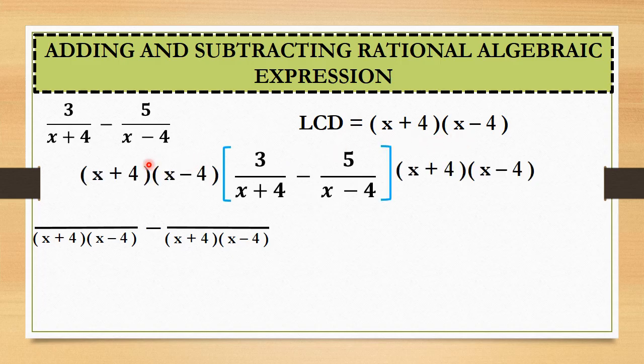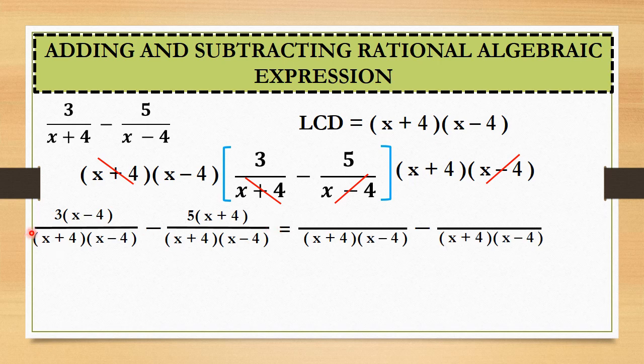Okay. Then, cancel the common factor. So, in multiplying, we cancel the common factor. So, x plus 4, then x plus 4. So, cancel x plus 4, also x plus 4. So, what is left in the left side of the expression is x minus 4 times 3. Then, sa right side, we have, so x minus 4 and also x minus 4. So, we have x plus 4 times 5. So, multiply x minus 4 times 3 by distributive property. We have 3 times x minus 4 minus then 5 times x plus 4. Right? Copy again the LCD.